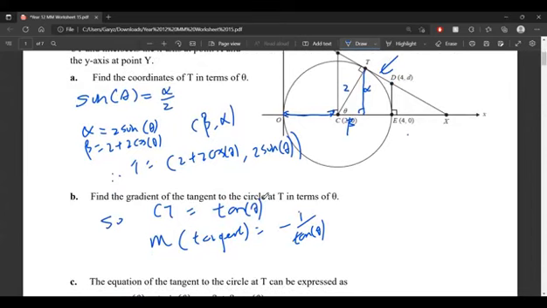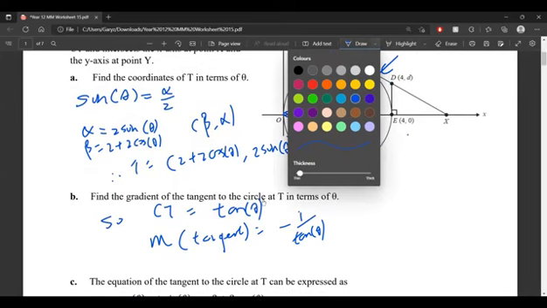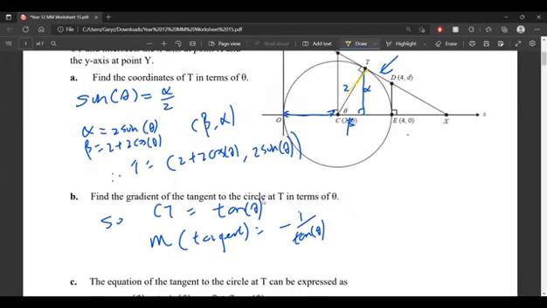Next question is find the gradient of the tangent in terms of theta. So we know that this line here and the tangent at T are perpendicular. And the gradient for this line is just tan theta because that's just opposite over adjacent. And therefore, the gradient for that line there, because they're perpendicular, must multiply to -1. So the gradient of the tangent must be -1 on tan theta.